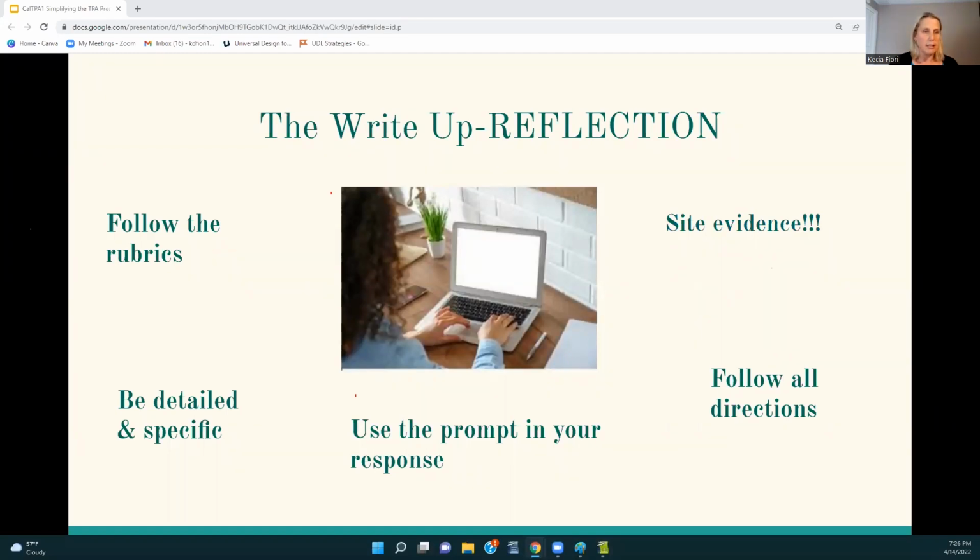Follow the rubrics. Use the prompt in your response. Hold on, I have an example here. I carry these TPA papers with me everywhere anymore. Pretty soon I'm gonna have the packet memorized.